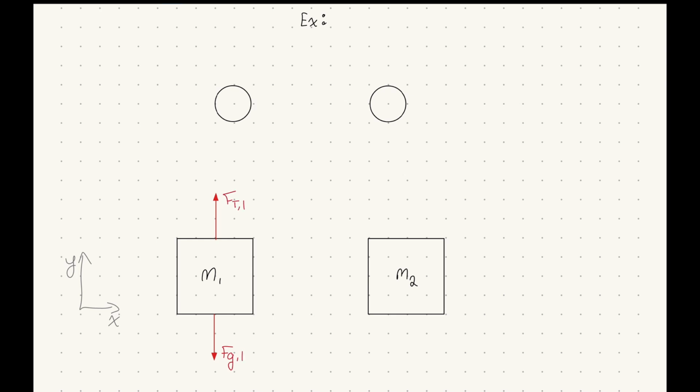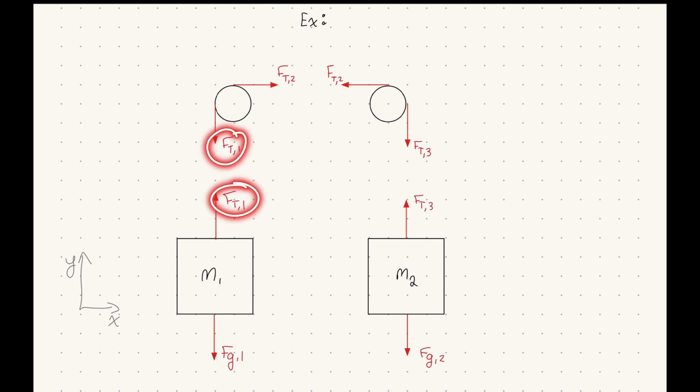Alright, pause the video now and see if you can draw the free body diagrams for the rest of the system. Alright, your free body diagram should look something like this. Now you may notice that I labeled both of these forces as tension force 1. That is because, due to Newton's laws, we know that these forces will be equal but opposite, and so they still will have the same magnitude, just opposite signs.